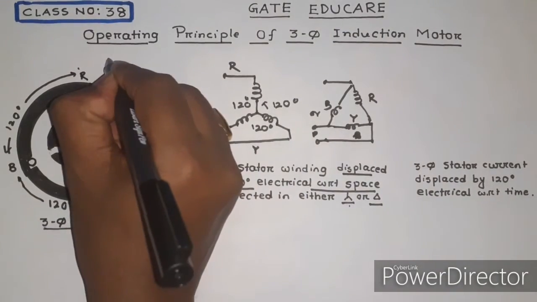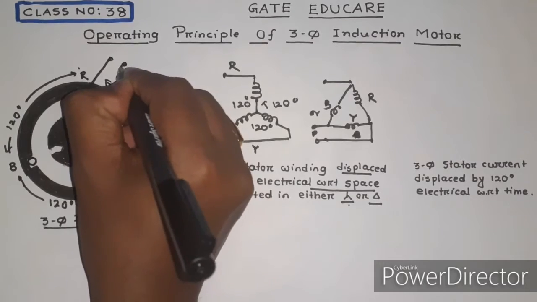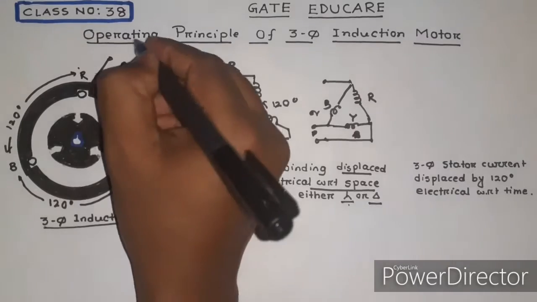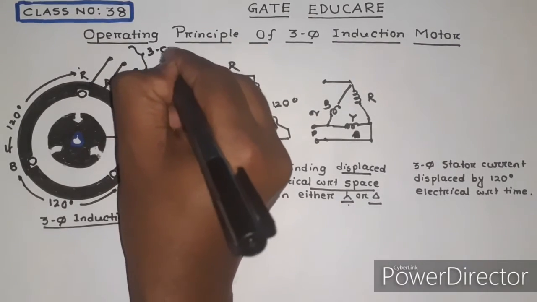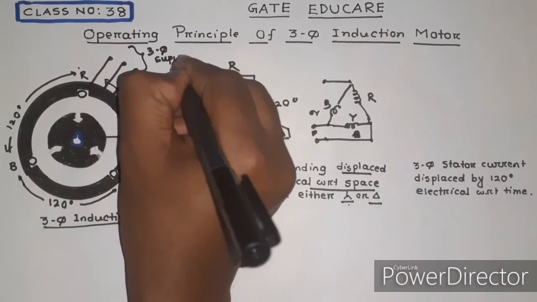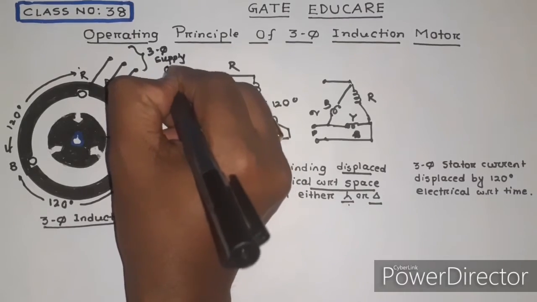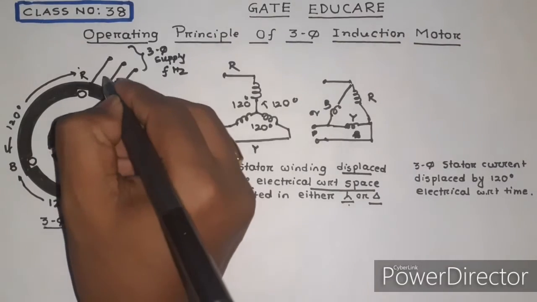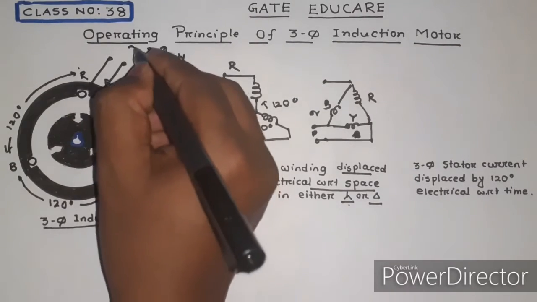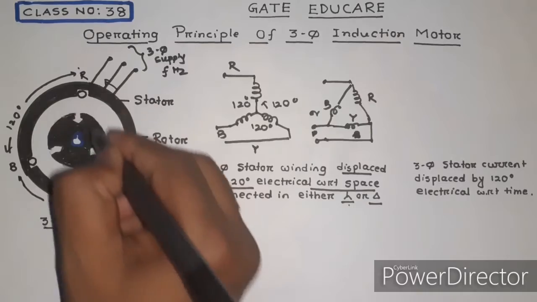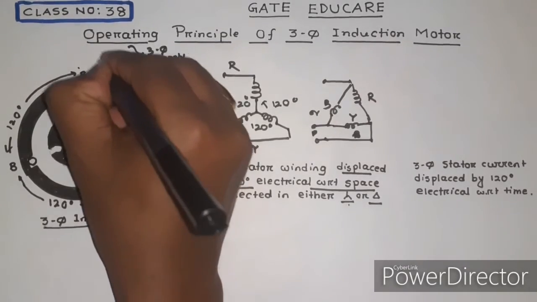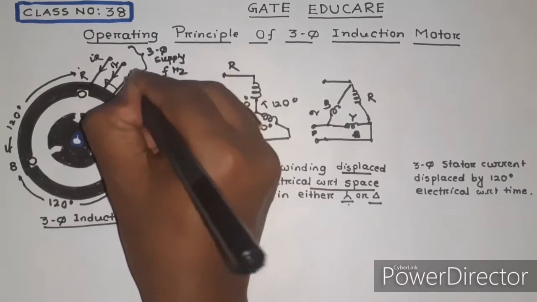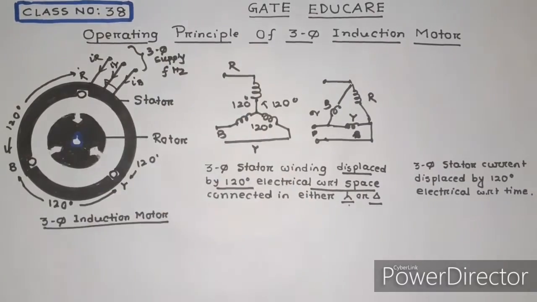Now a three-phase supply is applied to the three-phase winding of the stator. This is your three-phase supply of frequency f Hertz. Therefore, a three-phase current will be drawn from the supply for the three phases R, Y and B. This is the current I of R. This is the current I of Y. This is the current I of B.